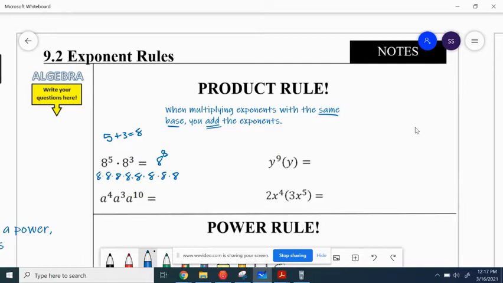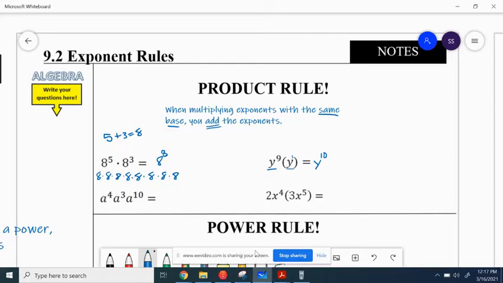Okay, all right, what about this next one? We have y to the 9th power, and then this is y to the 1st power. We don't really write it there, but we know it's there, right? Because if I were to expand this out, I would write 9 y's for this, and then one extra y for this. So if I add these together, 9 plus 1, I'm left with y to the 10th.